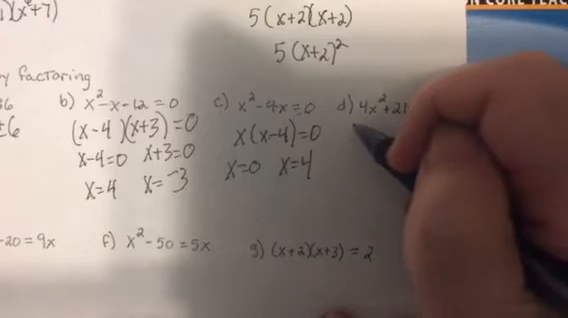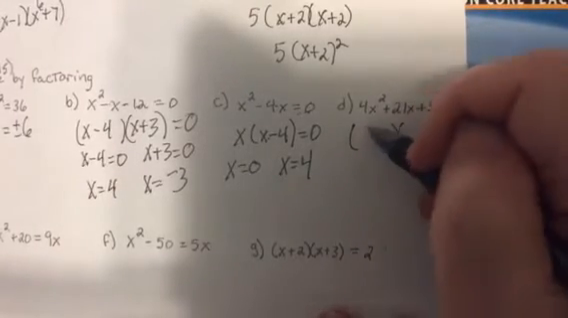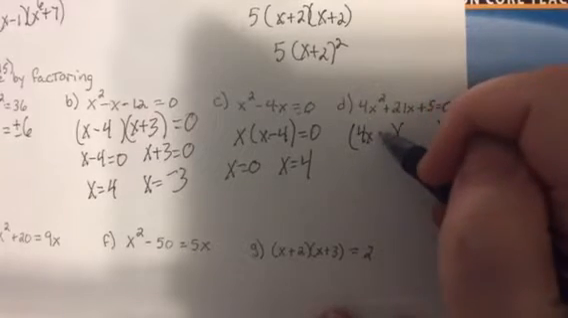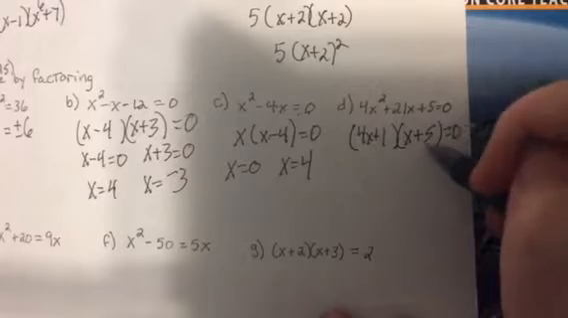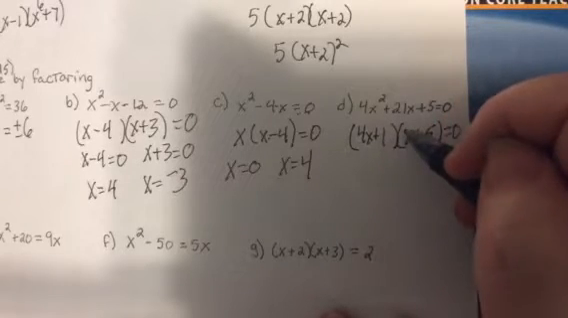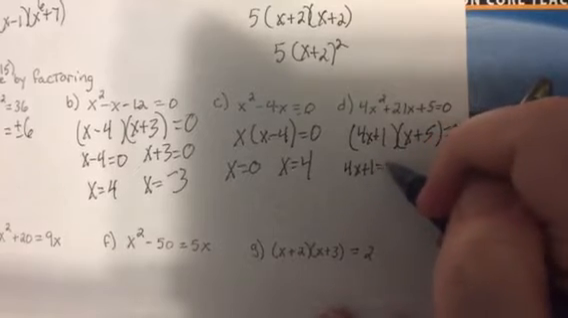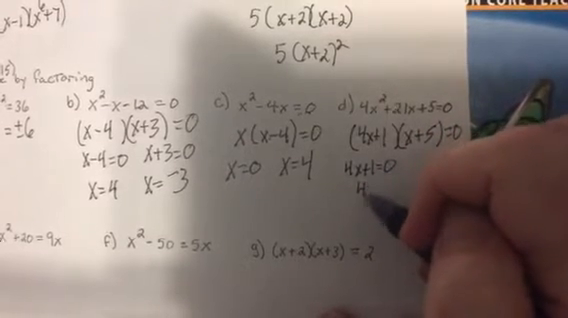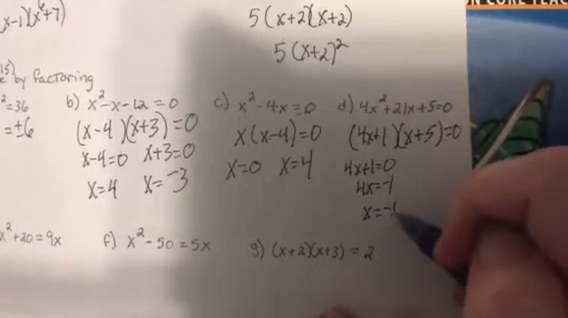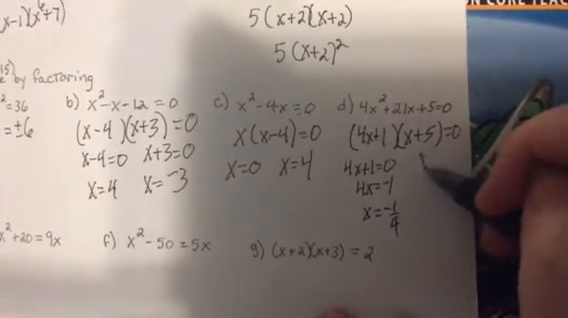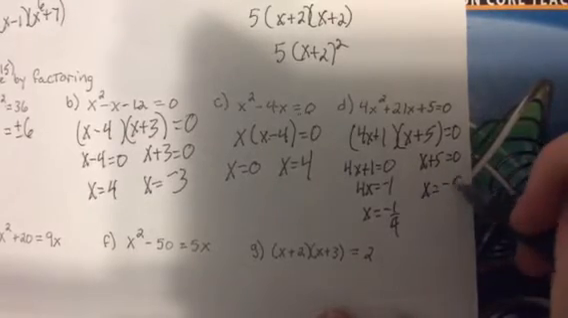This one, oh, I wish it had a GCF, but I think I know it. It's 4x plus 1, x plus 5, because 5 and 4 is 20, 1 and 1 is 1, 20 plus 1. So 4x plus 1 equals 0. Subtract 1. Divide by 4. And this one, x plus 5 equals 0. So x equals negative 5.